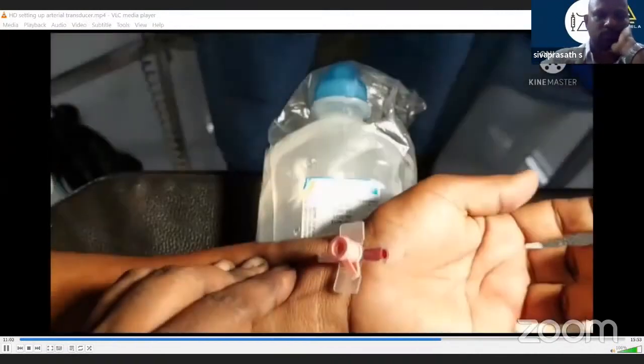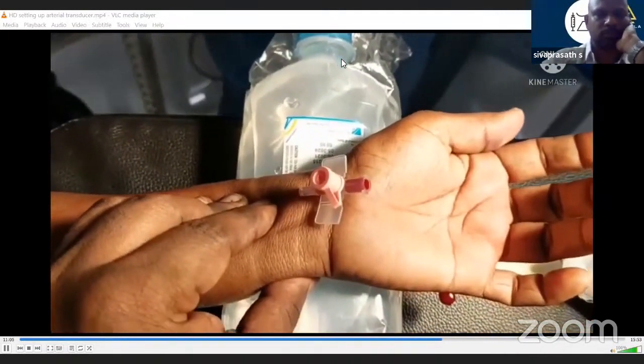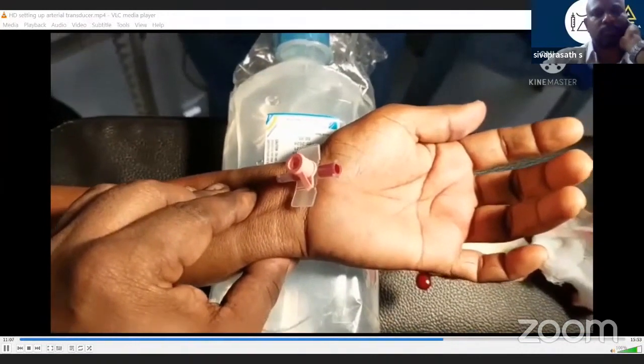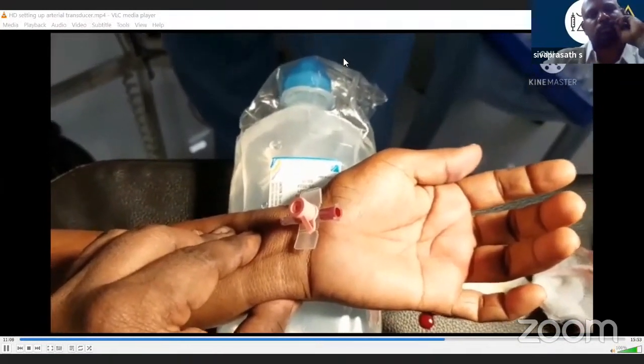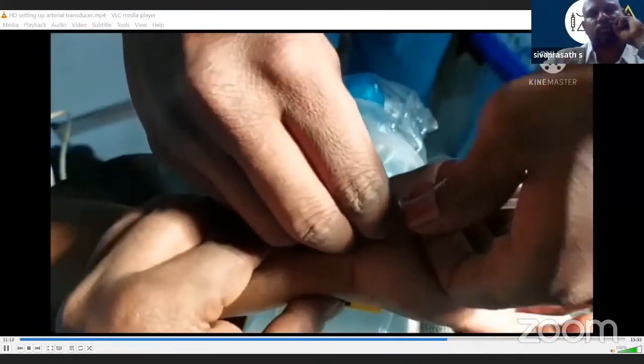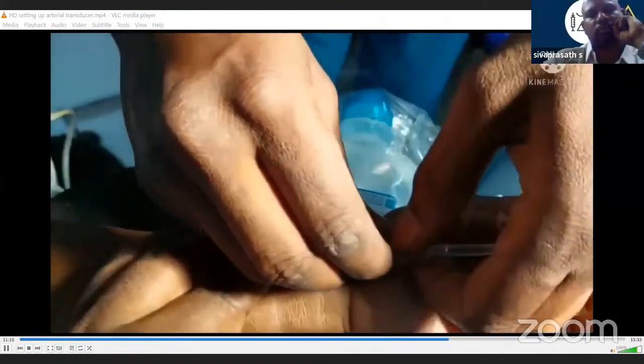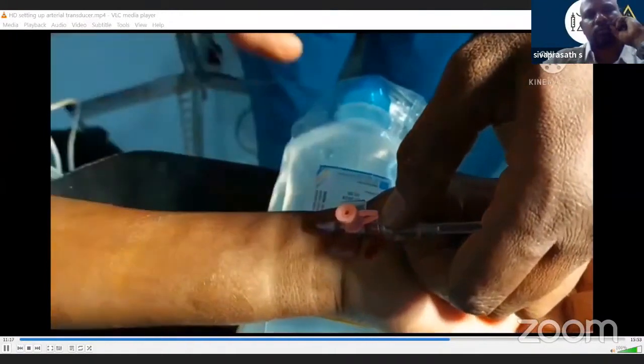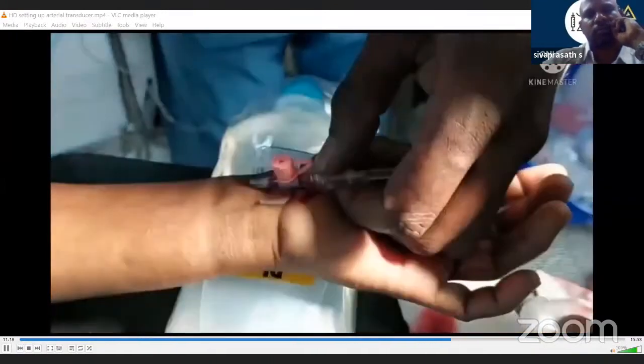I have inserted a 20 gauge arterial cannula into the radial artery of the patient after an Allen's test, and now we are going to connect this patient to the transducer. The main end of the transducer connecting line is now connected to the 20 gauge cannula.